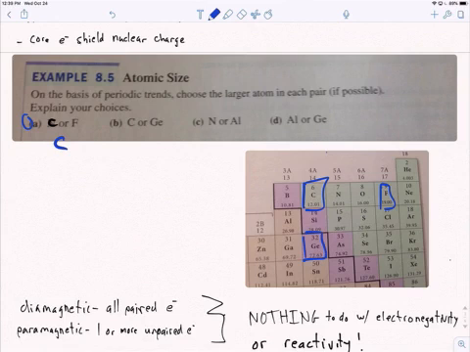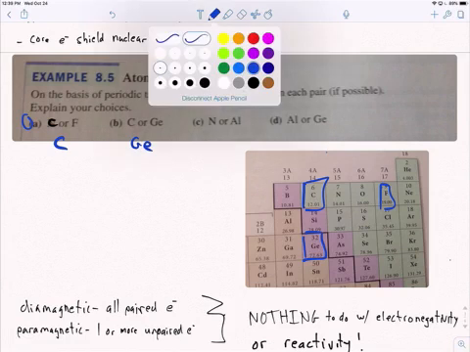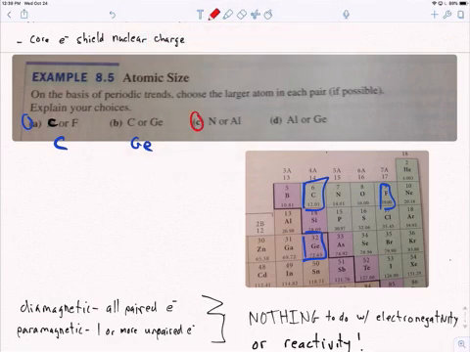Okay, carbon or germanium. They're in the same column. As you go down a column, the atom gets bigger. In this case, germanium is below it, so it's the bigger atom. Questions with this one? Okay, let me change colors.